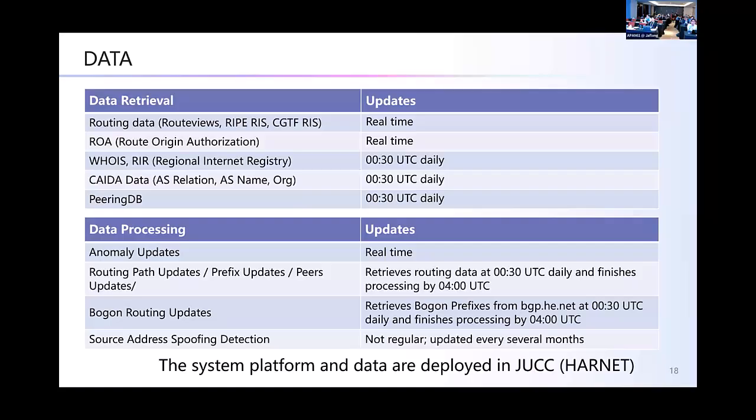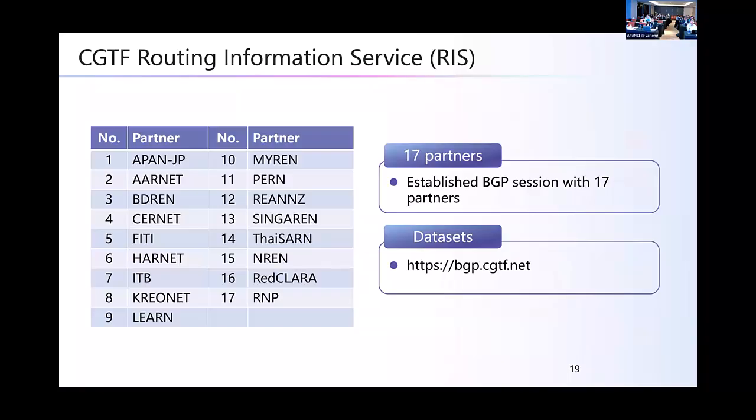And all the systems are now deployed in GCC. They provide some virtual machines for the project. For the route information service, our CTF routing information service, we have connected with 7 partners. The data sets you can access at this URL.